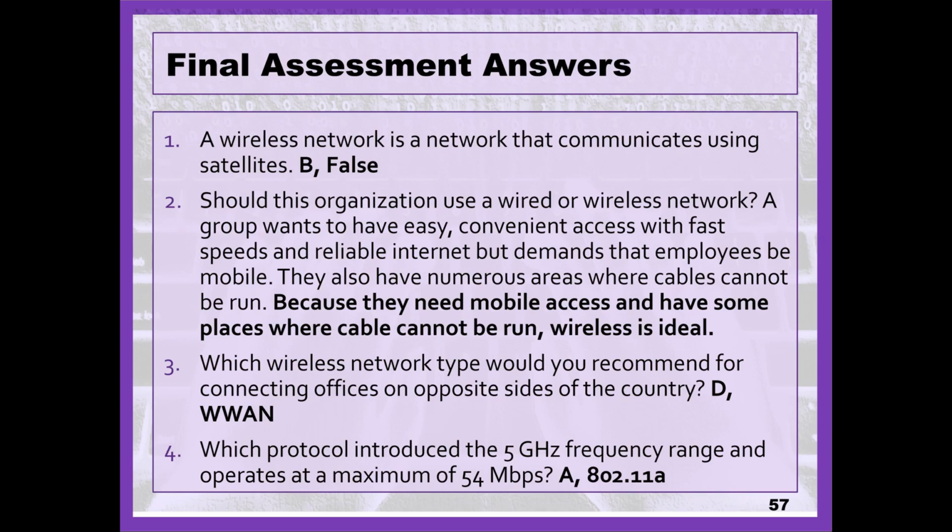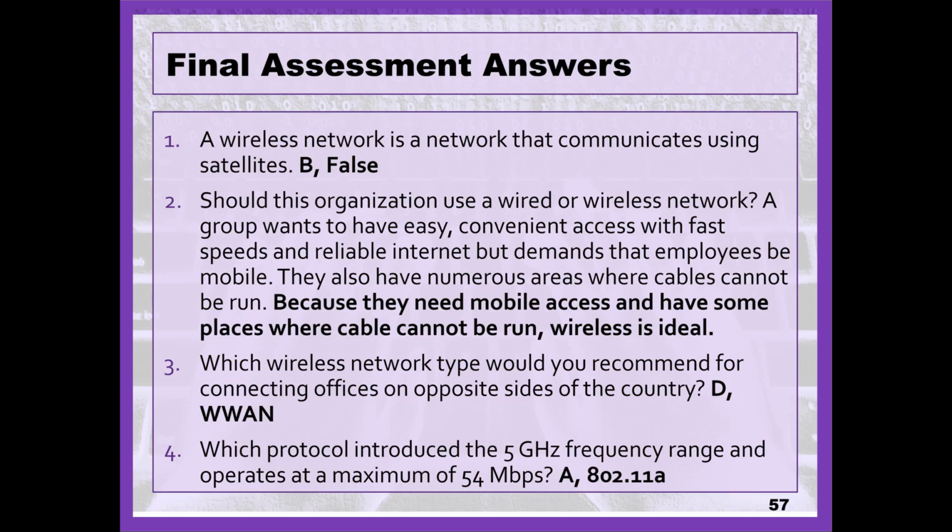Final assessment answers. A wireless network is a network that communicates using satellites. False. Should this organization use a wired or wireless network? A group wants to have easy, convenient access with fast speeds and reliable internet, but demands that employees be mobile. They also have numerous areas where cables cannot be run. Because they need mobile access and have some places where cable cannot be run, wireless is ideal.